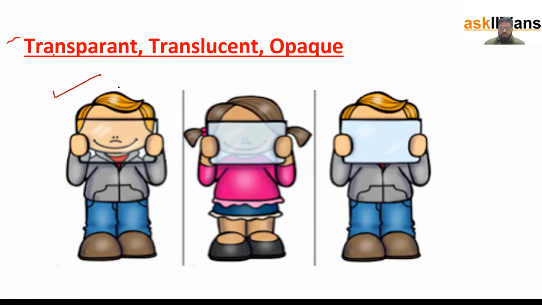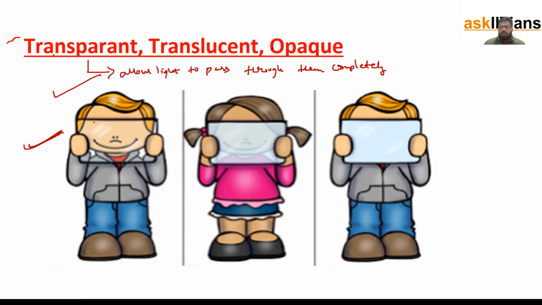That type of object which allows light to pass through it completely is known as a transparent object. From transparent objects, you will easily be able to identify the objects on the other side. In the case of this boy, this is the transparent object.